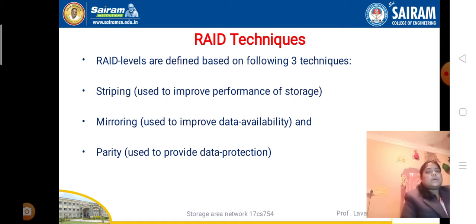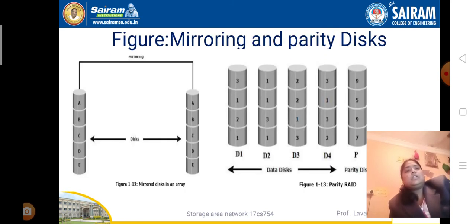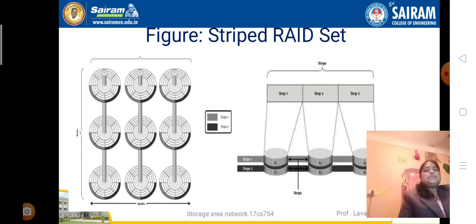This is our striped RAID set. Here we are going to talk about two diagrams, our striping diagrams, showing how striping is used. Striping, as I told, is a technique of splitting and distribution of data across multiple disks.